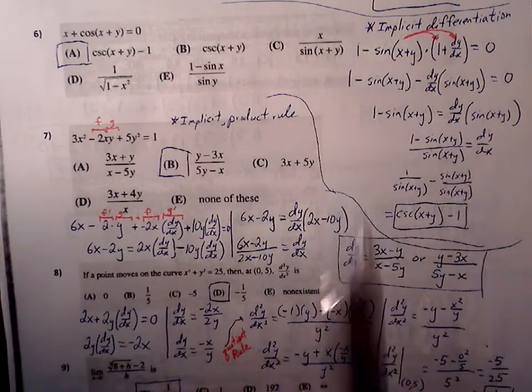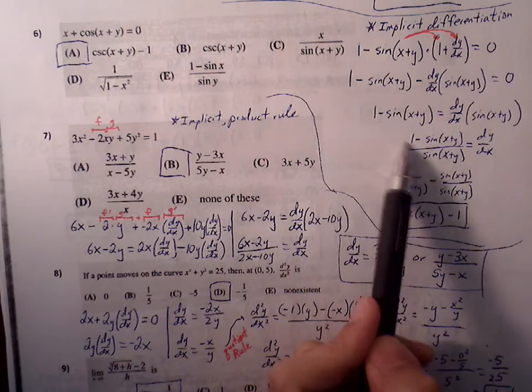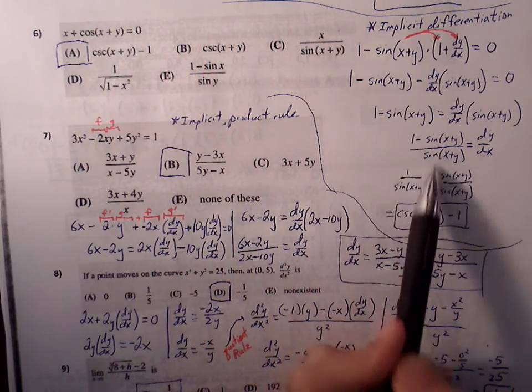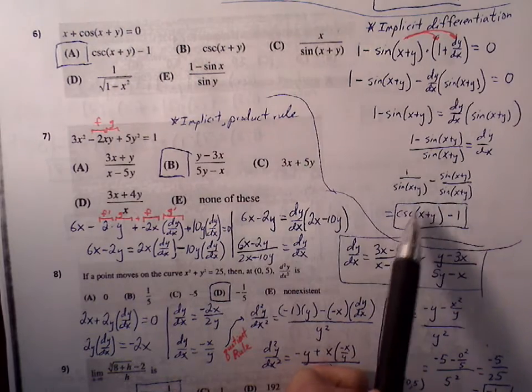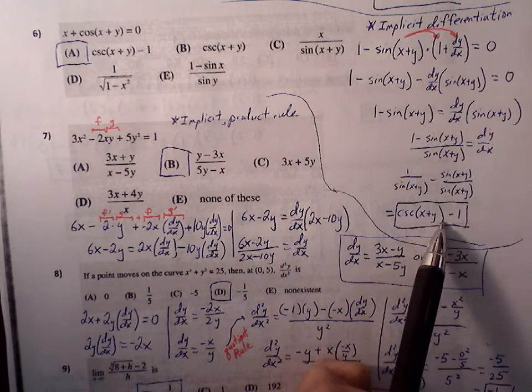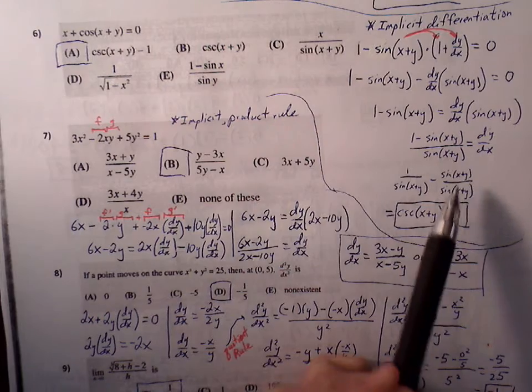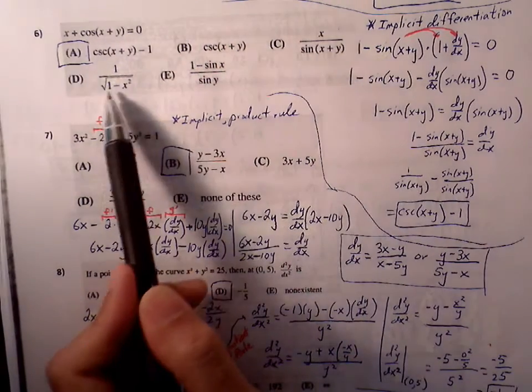And to make it match one of our answer choices, we can split this up into individual fractions. So 1 over sine minus sine over sine. So 1 over sine is cosecant. Sine over sine is 1. So we have our answer. Just have to kind of rearrange, play with it to make it match our answer choice A.